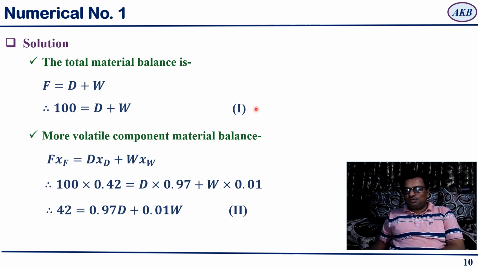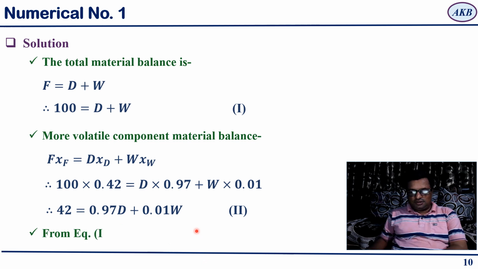Okay, so now you have equation 1, which is in terms of D and W, and you have equation 2, which is again in terms of D and W. So now you have two equations, there are two unknowns. Only job left is you have to solve these two equations simultaneously. Now let us solve these two equations. So how are we going to solve this?